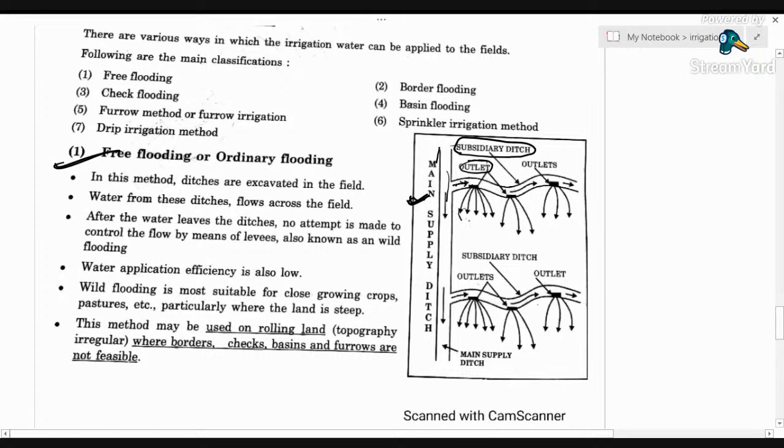Through this outlet, we supply the water to the field. This is my field. Just remember, there is a main ditch. This is the plan I am showing. This is the main ditch. From the main supply ditch, we supply the water to the subsidiary ditch.